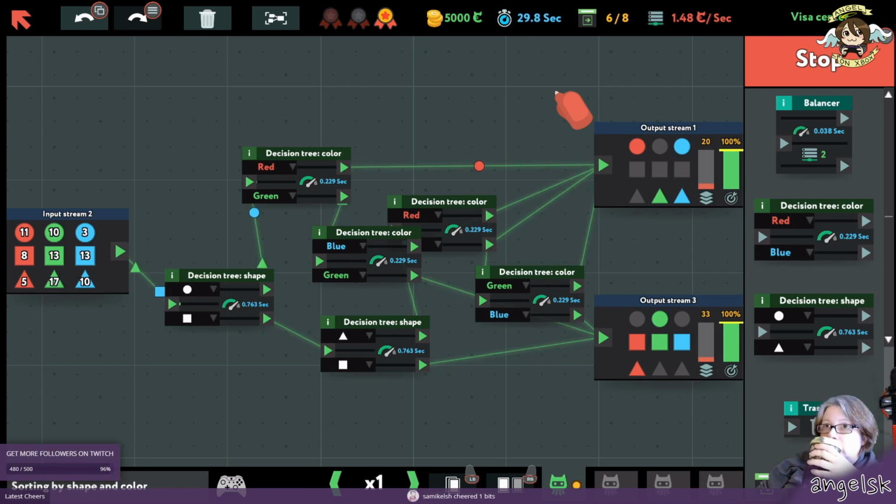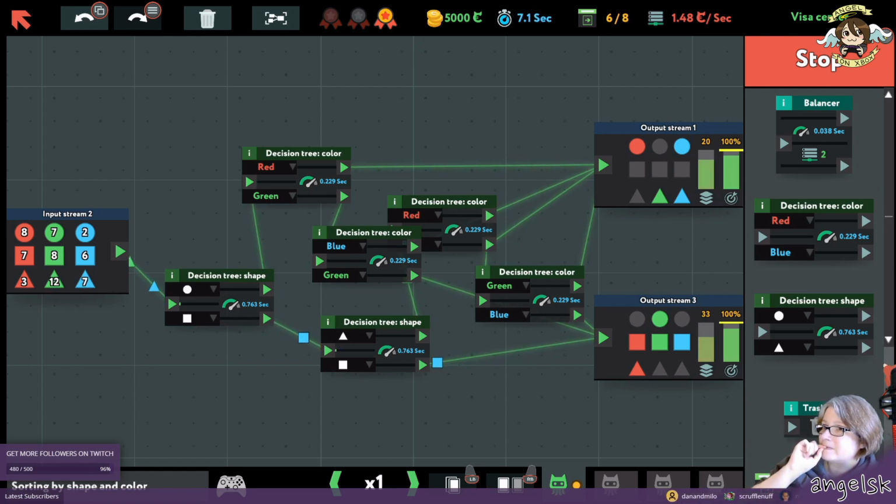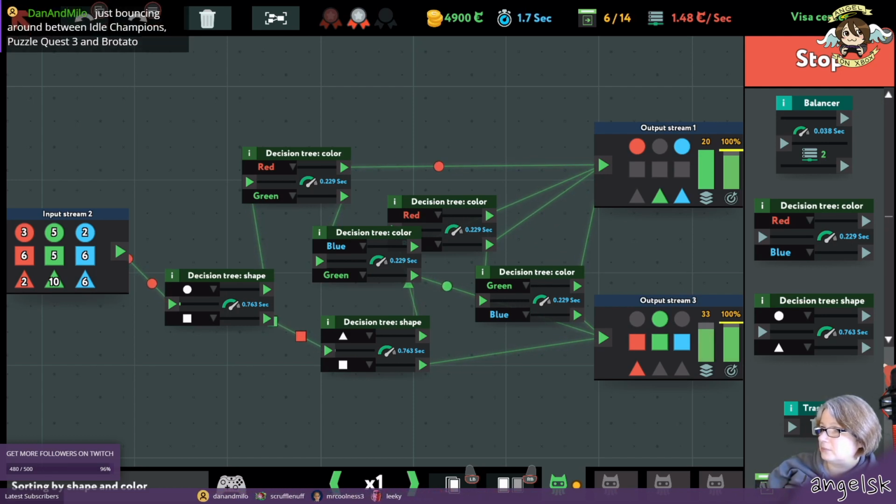Anyone playing anything interesting right now? Okay, another silver. Adult Champions, Puzzle Quest 3 and Potato. Ah, cool.